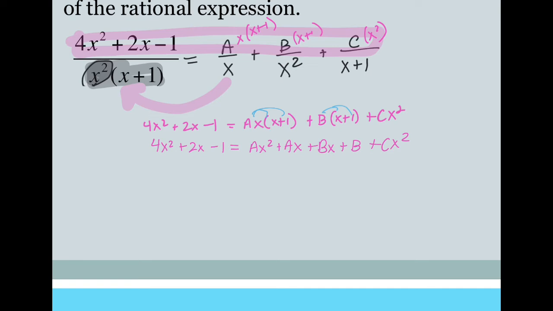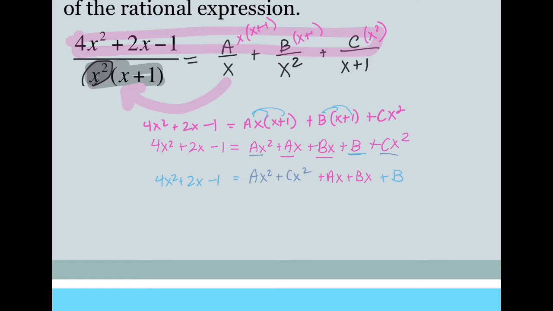So everything that has an x squared on it, we're going to group together: ax squared plus cx squared. Everything that has just an x, we're going to group those together, ax and bx. And then the term that doesn't have anything, that's by itself, just that b, would be put last. We're going to set this equal to 4x squared plus 2x minus 1.